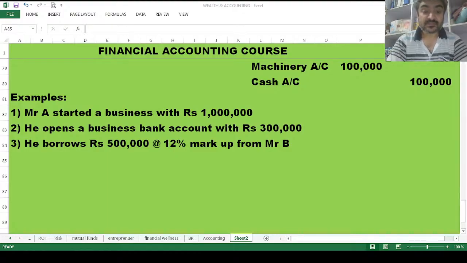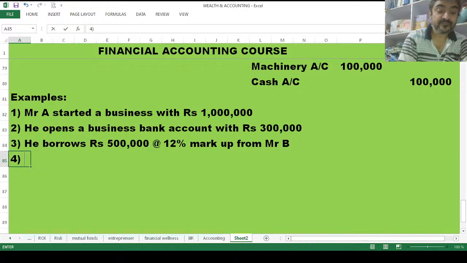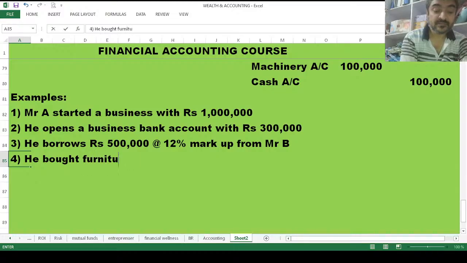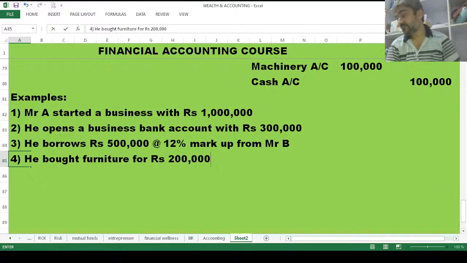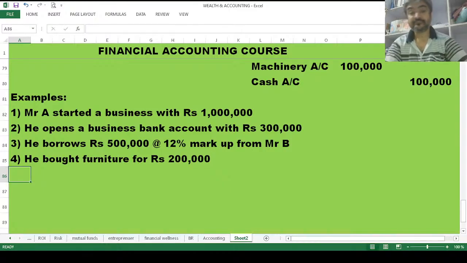The next transaction is he bought furniture for rupees 200,000 for the business.